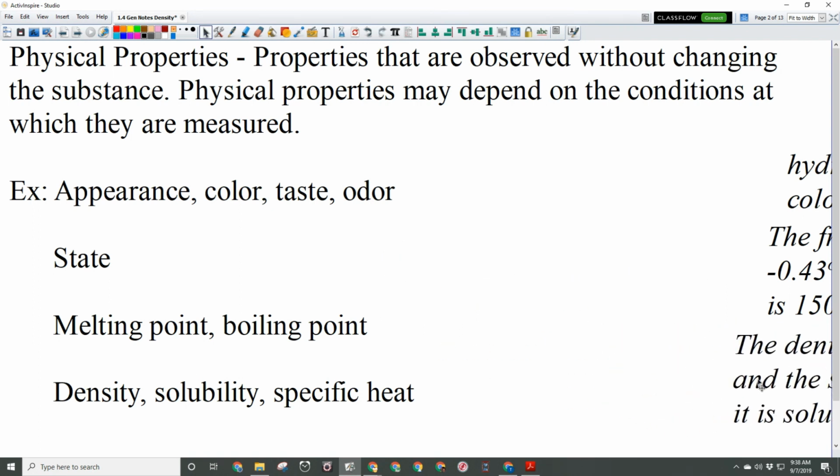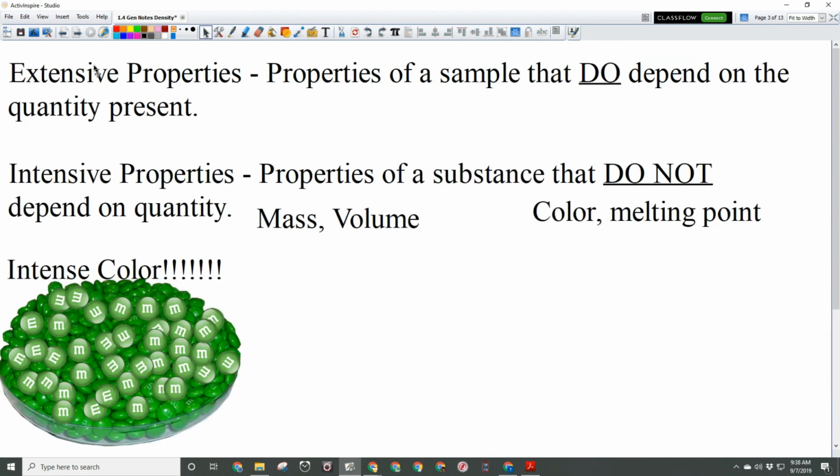So what we're doing there is talking about different physical properties of hydrogen peroxide. So properties that are observed without changing the substance. We can look at that and we can tell the color of hydrogen peroxide. After we look at it, it's still hydrogen peroxide. So we're not changing the substance.